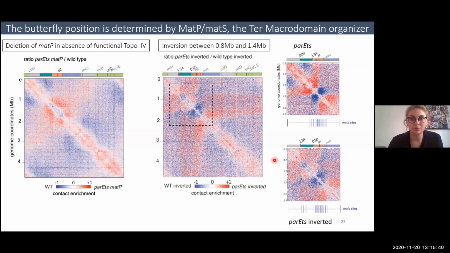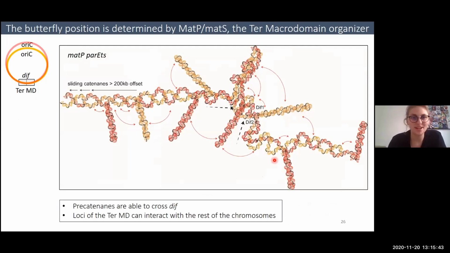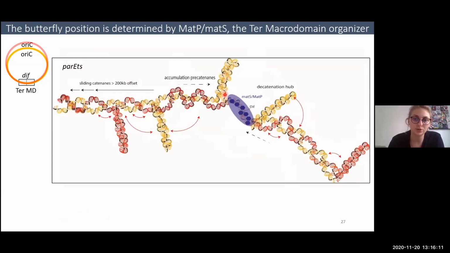So we used those results to try to create a model. If you look at what's going on in the TER macrodomain and dif here, you have an accumulation of precatenanes because of the absence of Topo IV. And in the absence of MatP or in the absence of matS sites, you end up with the precatenanes that are able to cross past dif and interact together, which would mean that in presence of matS and MatP, you have this complex that is blocking the precatenanes from crossing to the other side.